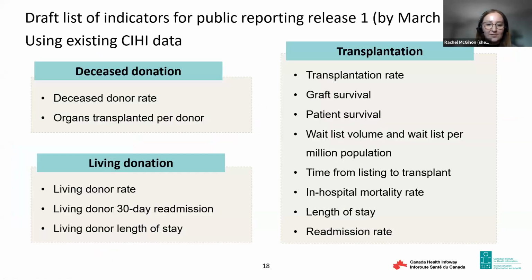So here's a draft list of indicators for inclusion in that public reporting release 1. This initial list includes up to 13 indicators that span deceased donation, living donation, and transplantation patient journeys. As mentioned, we'll leverage existing CIHI data sources to calculate these indicators, and these will then be further broken down by organ, demographics such as age and sex, and other clinical factors, and then the results will be available at both the provincial and pan-Canadian levels.